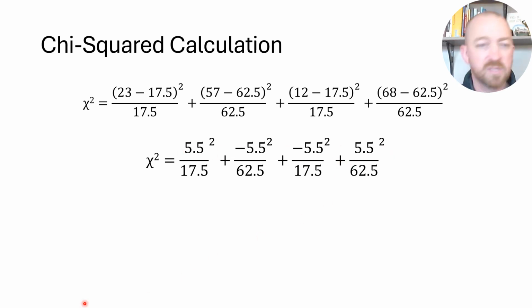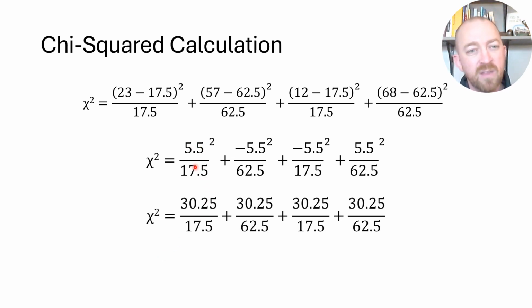Now, of course, that doesn't help us with our chi-squared. It just shows us that we're on the right track, where we haven't screwed up our math yet. Okay, obviously what we do is square them then. 5.5 squared is 30.25, so is negative 5.5, and so we just get the same numerator all across the board there.